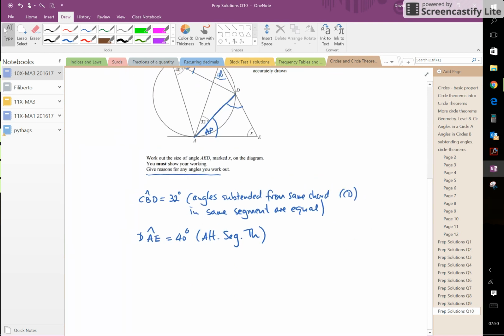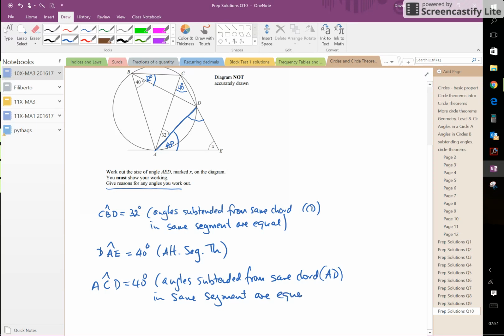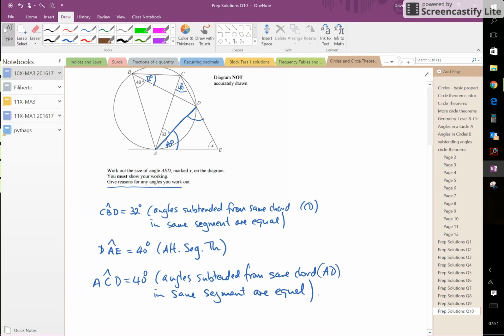So let's write that down. So notice I'm just applying my circle theorems, writing down my answers, and explaining them as I go along. So ACD is 40 degrees. Angles subtended from the same chord, which is the chord AD this time, in the same segment are equal. Now that's going to help us a little bit, isn't it?